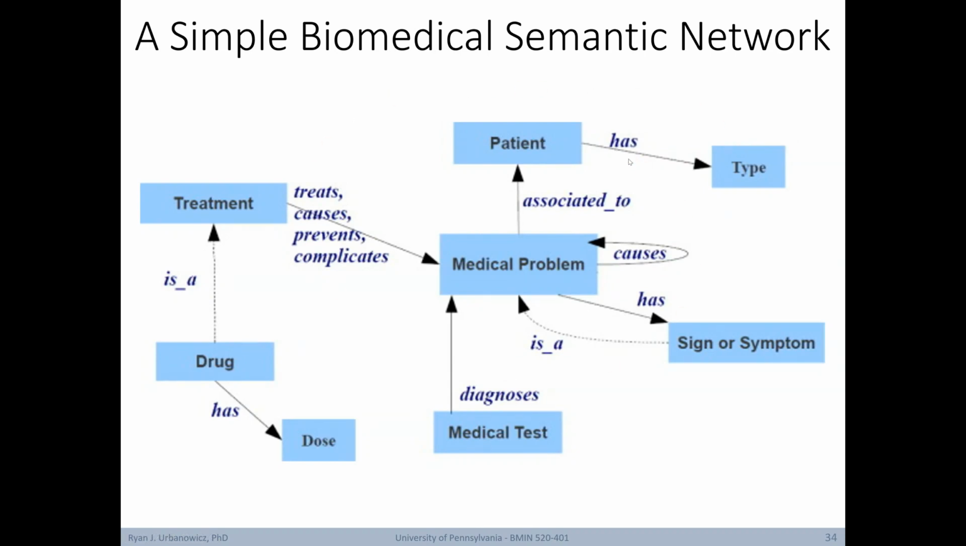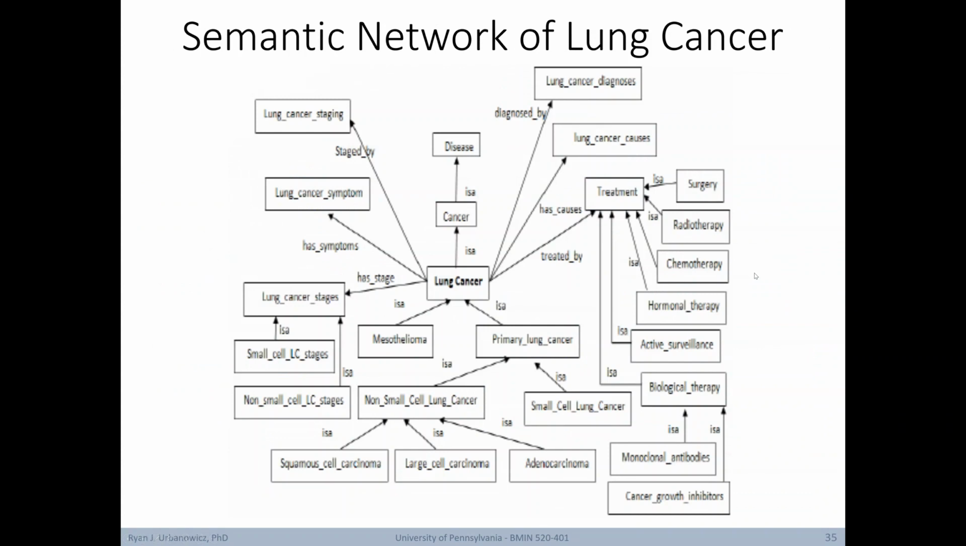Again, because of the flexibility of semantic networks, the engineer of this network could have done it in a number of ways. Here's a slightly more complex example of a semantic network looking at lung cancer. Here at the center we have lung cancer, which is a part of the more general group cancer, which is further a part of the more general group disease. Over here we have treatments, with different kinds of treatments being subclasses of the group treatment.